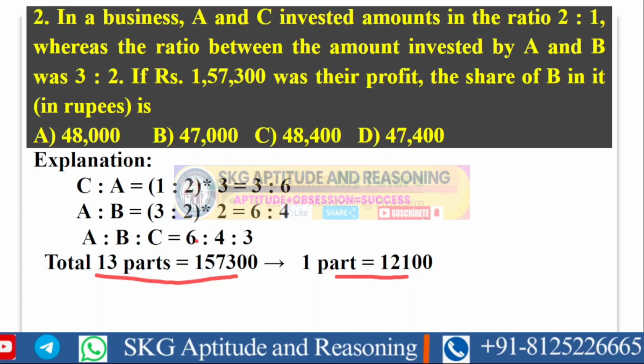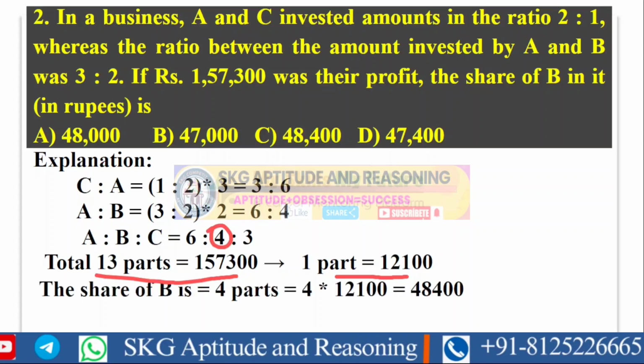What do we need to find? We need to find the value of 4 parts. One part value equals 12,100, so 4 into 12,100 equals 48,400. So B will receive an amount of 48,400 as its share, which is presented in option C.